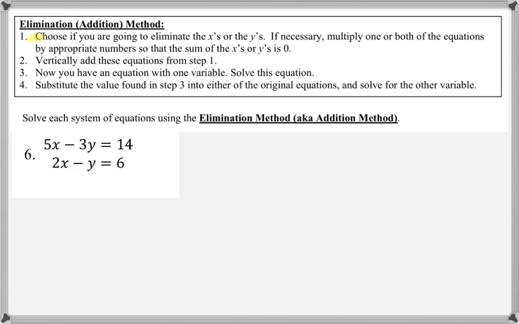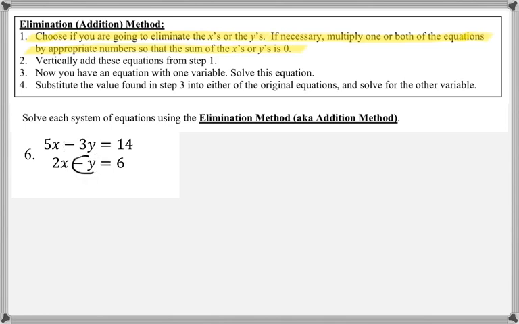So step 1 says, choose if you are going to eliminate the x's or the y's. If necessary, multiply one or both of the equations by appropriate numbers so that the sum of the x's or the y's is 0. So if we look at the y's, let's try to eliminate the y's. This is a negative 3y, and as we saw, if we just add the bottom to it, this becomes a negative 4y. So what I really want in the second equation is a positive 3y, because a positive 3y and a negative 3y would cancel out.